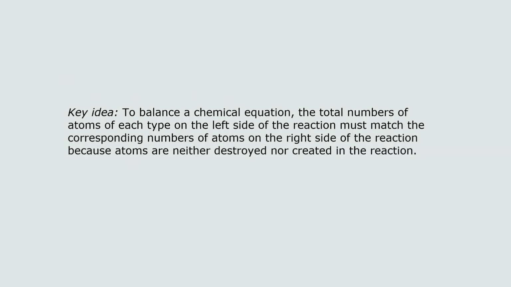The key idea in this section is that to balance a chemical equation, the total number of atoms of each type on the left side of the reaction must match the corresponding numbers of atoms on the right side of the reaction, because atoms are neither destroyed nor created in the reaction. So what we're trying to do is just balance the number of atoms of each type.